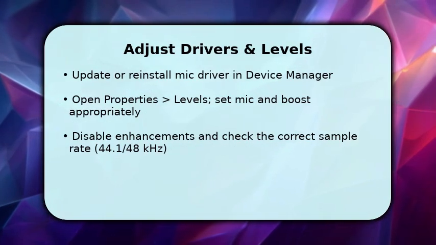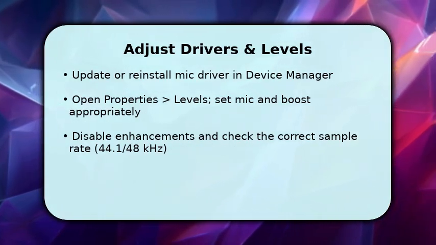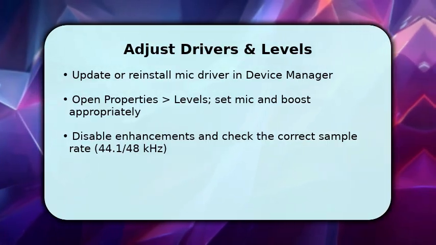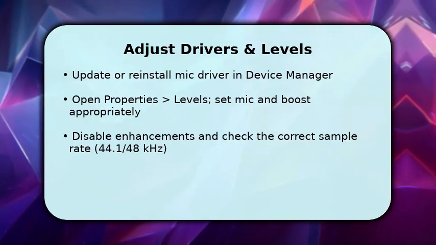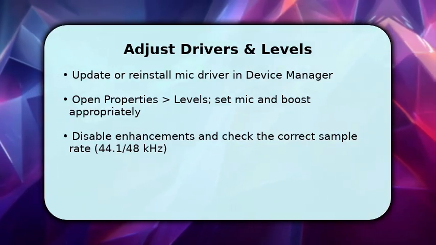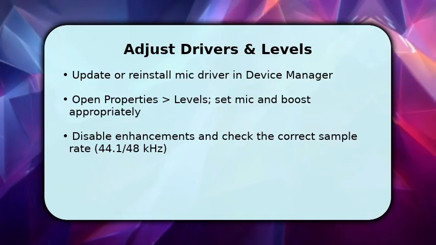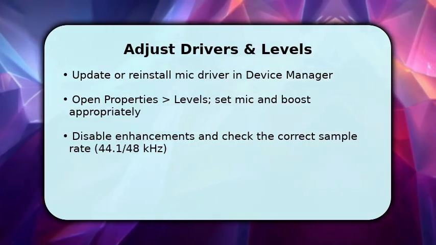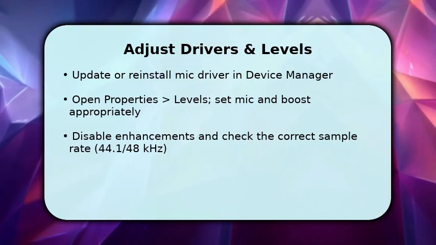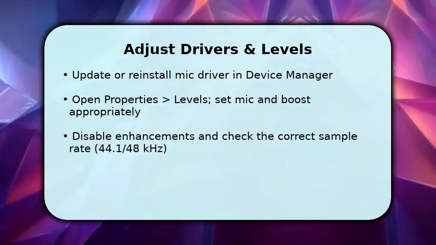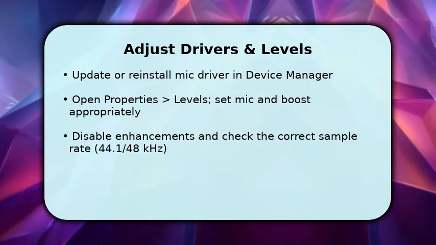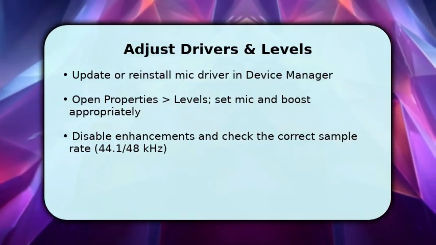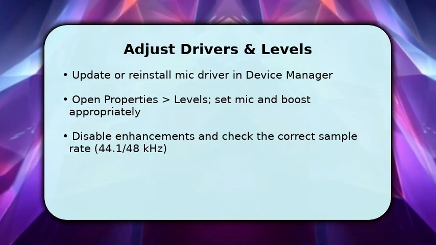Next, you tackle drivers and detailed audio settings because software often limits volume. Open Device Manager, find your microphone or audio interface, and choose Update Driver, or uninstall and reboot to force reinstall. Then go back to Sound Recording, open the mic properties, and on the Levels tab, raise the mic and microphone boost sliders carefully. Make sure enhancements are disabled to prevent automatic attenuation, and set the advanced sample rate to 44.1 or 48 kHz for best compatibility.